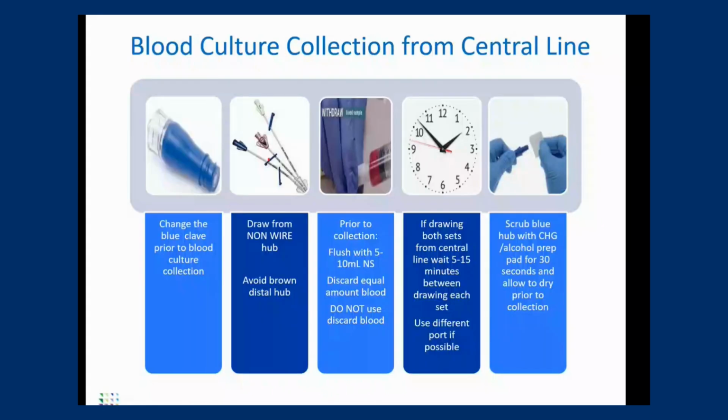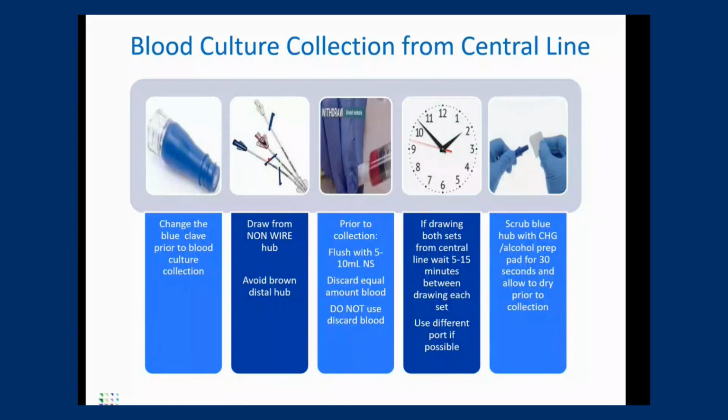So just to go over, again, more step by step for collecting those blood cultures, we want to make sure first that we're changing that blue clave every time you collect the blood culture so there's no false positive that's kind of living within that blue clave. When we're drawing from a triple lumen central line, we want to draw from the non-wire hub. So typically the wire hub is going to be the brown port, so either the white or the blue is your best bet to draw from.